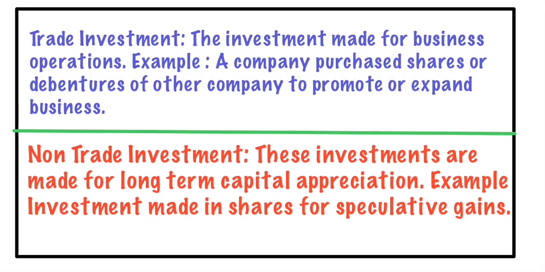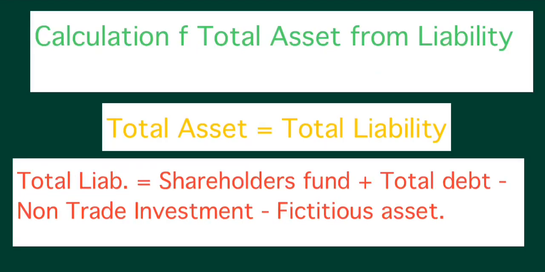Now next, that is the meaning of trade investments and non-trade investments. Now coming to the calculation of total assets, that we discussed from the asset side. Now from the liability side, how can the total assets be calculated? Total assets is also equal to total liability. You know that the total of assets in the balance sheet is always equal to the total of liabilities.